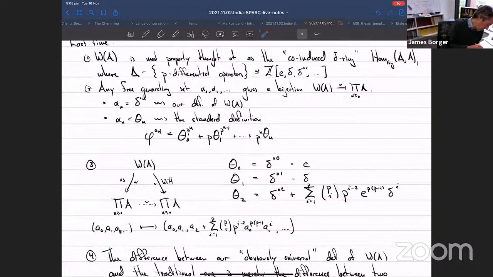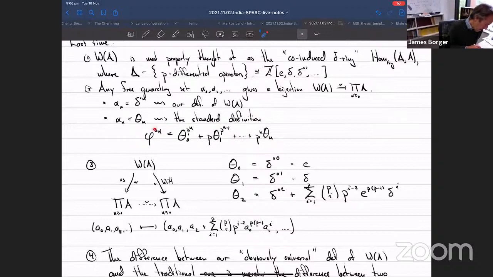So the approach that we took was, when this free generating set was the iterates of the deltas, this was our definition of the Witt vectors. But of course, there are many canonical generating sets. You can add one to all of the generators and you get a different canonical generating set. But there's another one which is most traditional. This is the standard one, and these are the elements theta n defined recursively by this.